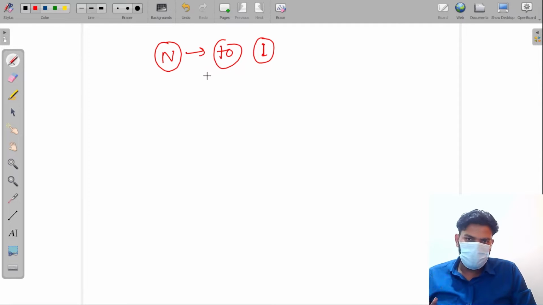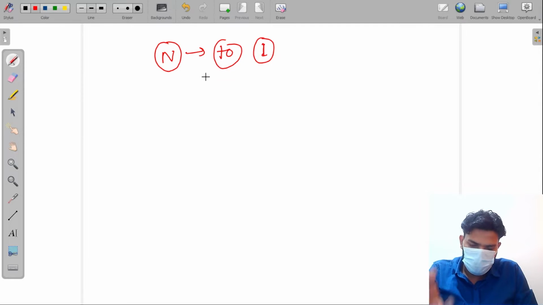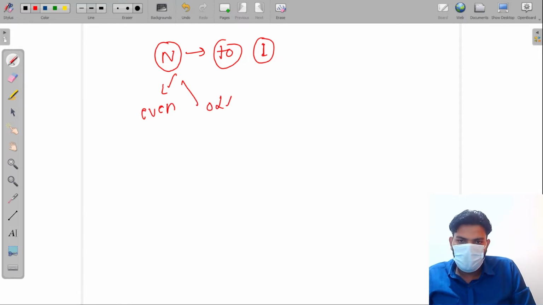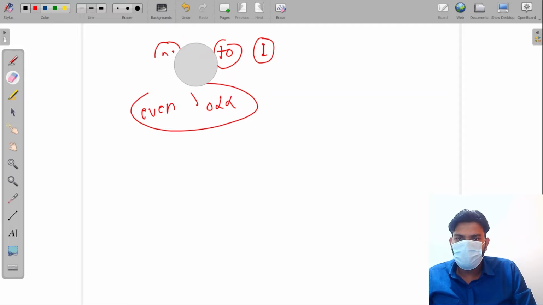You can take any step, like you can add any number, you can subtract any number, you can divide by any number, you can multiply by any number. You have to just reduce this number. This n can be even, can be odd. Okay, so I'm just explaining with an example.